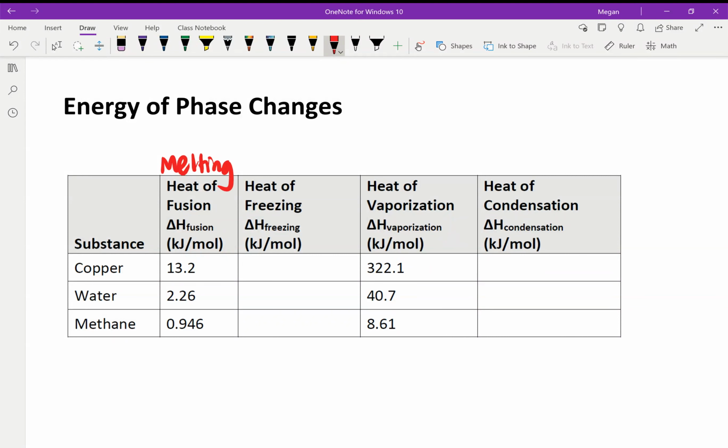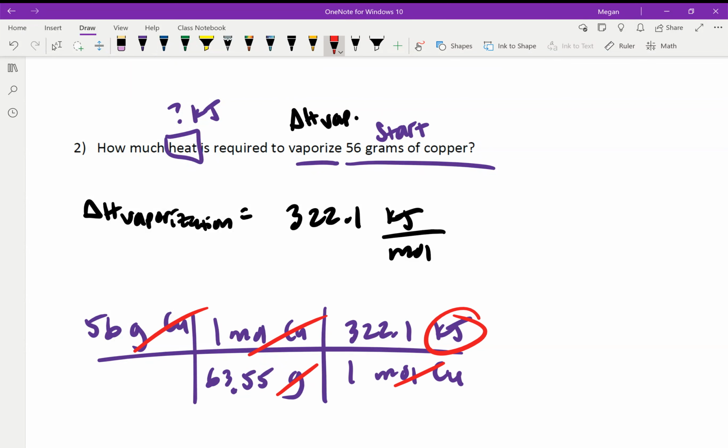So here we go. 56 grams of copper. First convert that over to moles. Then use the heat of vaporization value of copper. All my units cancel out except for kilojoules, which is exactly what we're solving for. And now I finish up the calculation. I get 283.83 kilojoules as my answer.